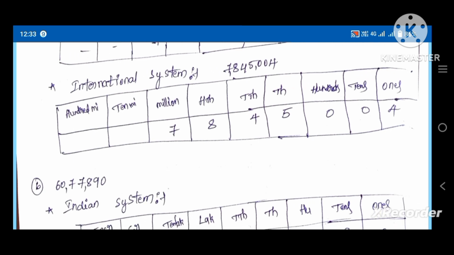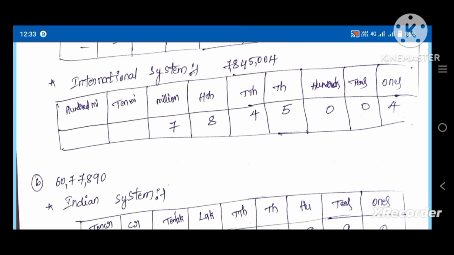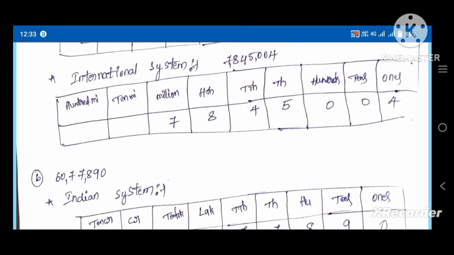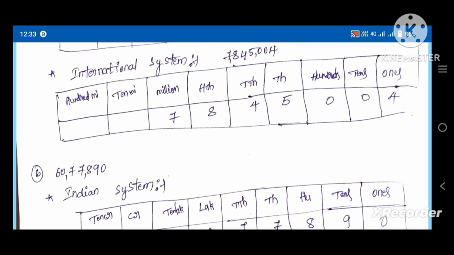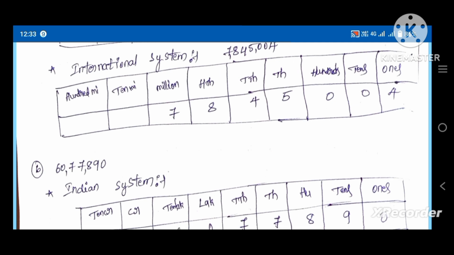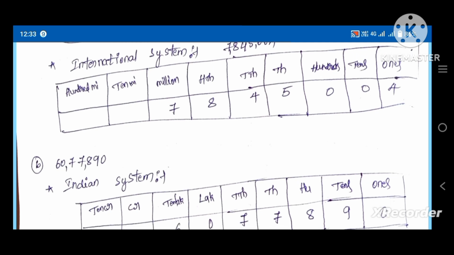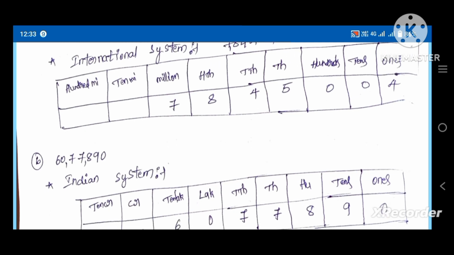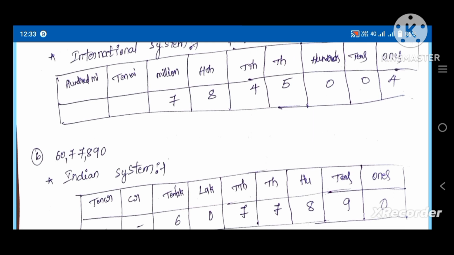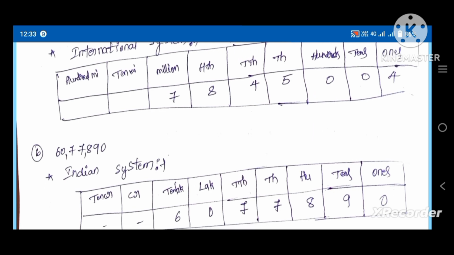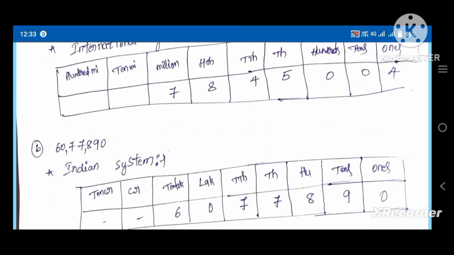In the international system, we put the comma after 3 digits. 7,845,004. Ones place 4, tens place 0, hundreds place 0, thousand place 5, 10,000 place 4, 100,000 place 8, million place 7.